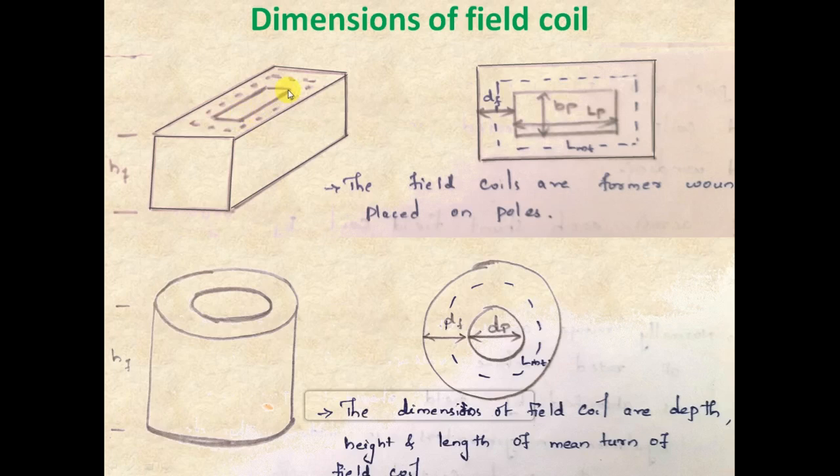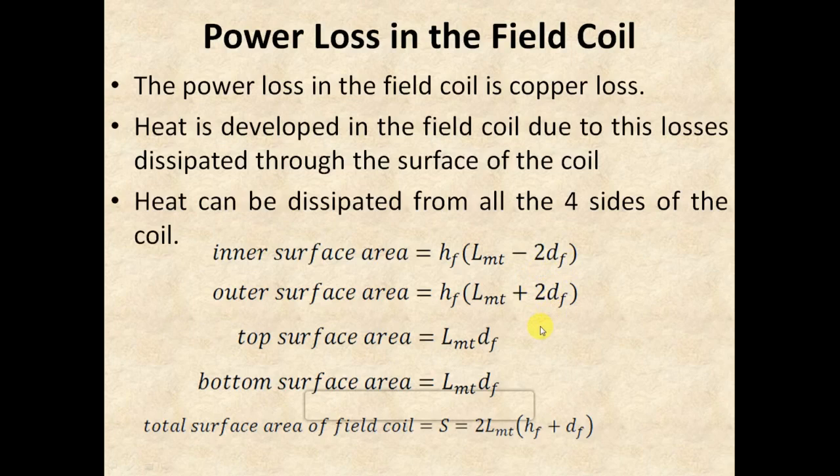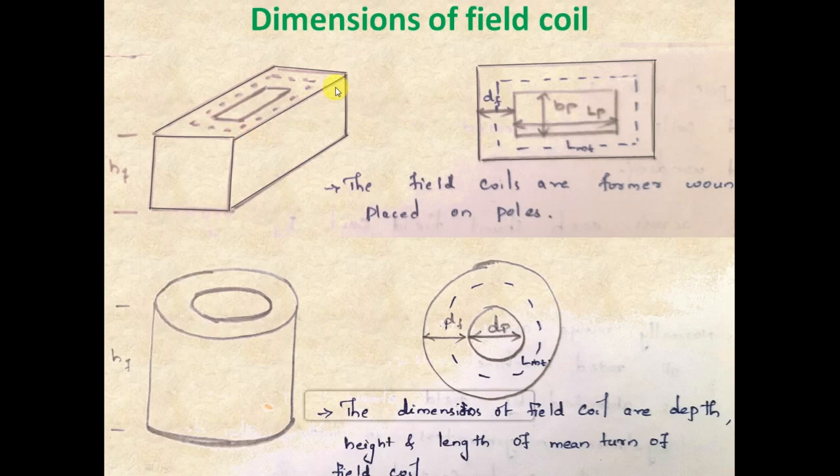Similarly, the inner surface area of the field coil can be obtained by multiplying the height of field winding with the length of mean turn minus 2 times the depth of field winding. Those two relations are given here. Both top and bottom surface area can be easily calculated by multiplying the mean turn length with the depth of the field winding. So by adding all this, we will be able to get the total surface area of the field coil, and it is found to be 2 times length of mean turn into height of field winding plus depth of field winding. Once you know this diagram and its indications properly, then you don't need to learn these relations by heart. You can deduce these relations from this diagram itself.